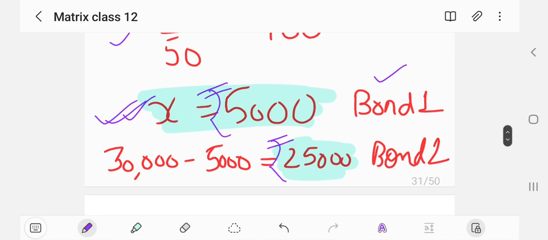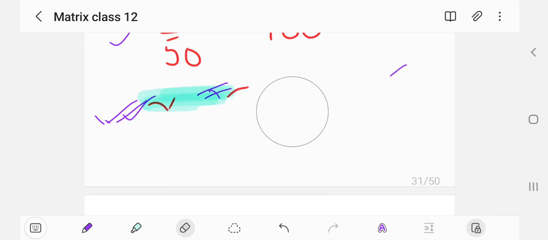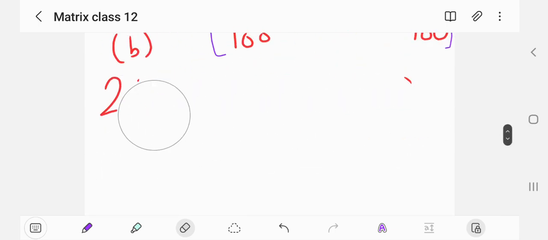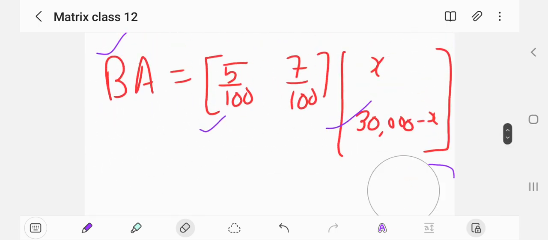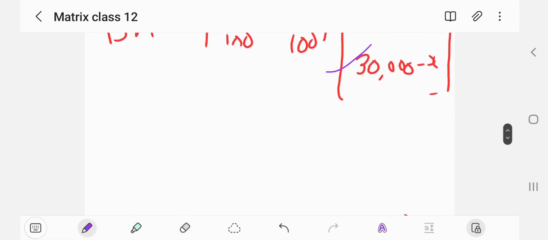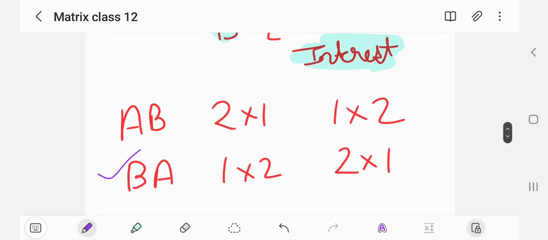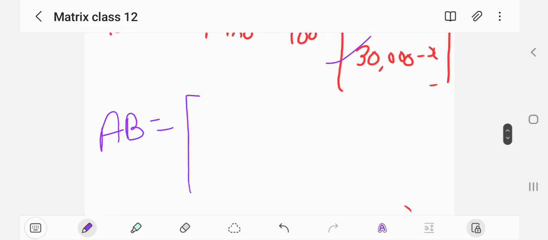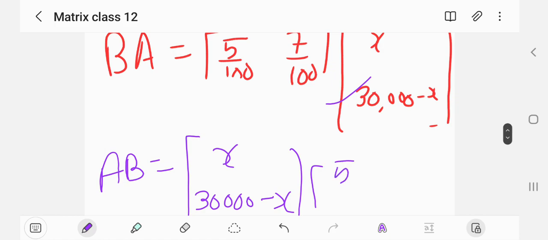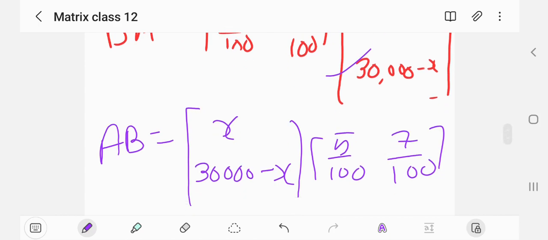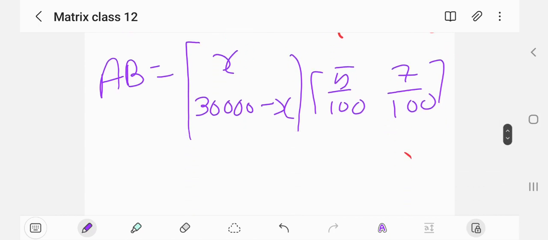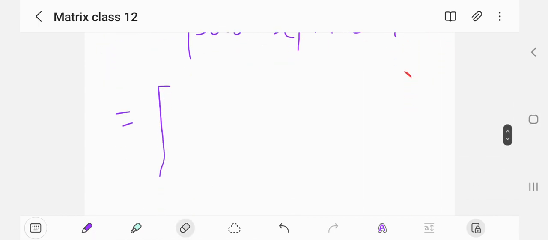Now let's see if I multiply AB, what will happen then. Let's check that case also. So if I find AB, then what is my A matrix? My A matrix is this, x, 30,000 minus x, times B. What is B? B is 5 over 100 and 7 over 100, right? So how will I go ahead? I will go ahead in this way.